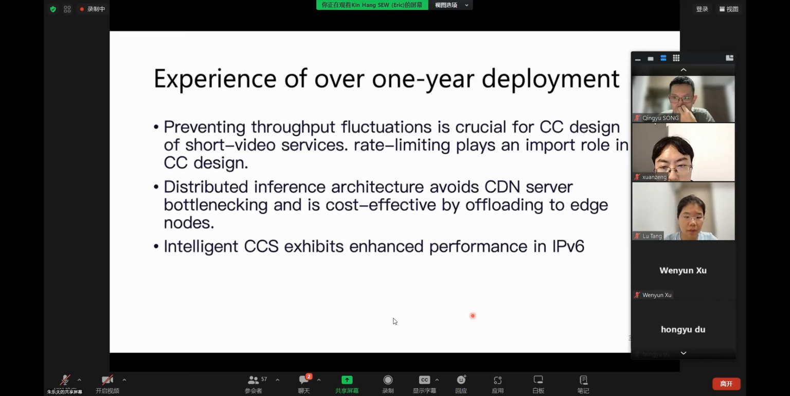Finally, the authors have shared some lessons learned from over 1 year of deployment. First, preventing throughput fluctuations is crucial for CC design of short video services. Rate limiting plays an important role in CC design because maintaining throughput stability is more important than the average throughput for short videos. Second, distributed inference architecture avoids CDN server bottlenecking and is cost-effective by offloading to edge nodes. Third, intelligent CCS exhibits enhanced performance in IPv6 due to stable mapping between IP prefix and the subnets, which helps to improve history-based prediction, which is required by CCS solutions.